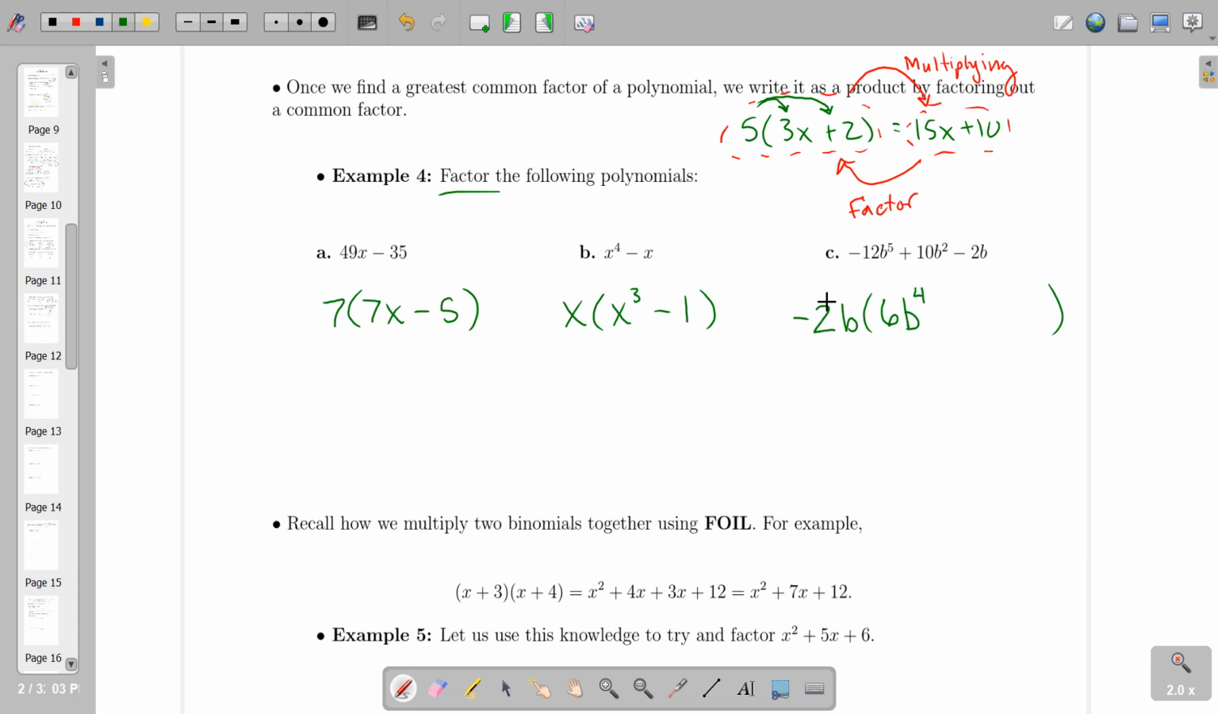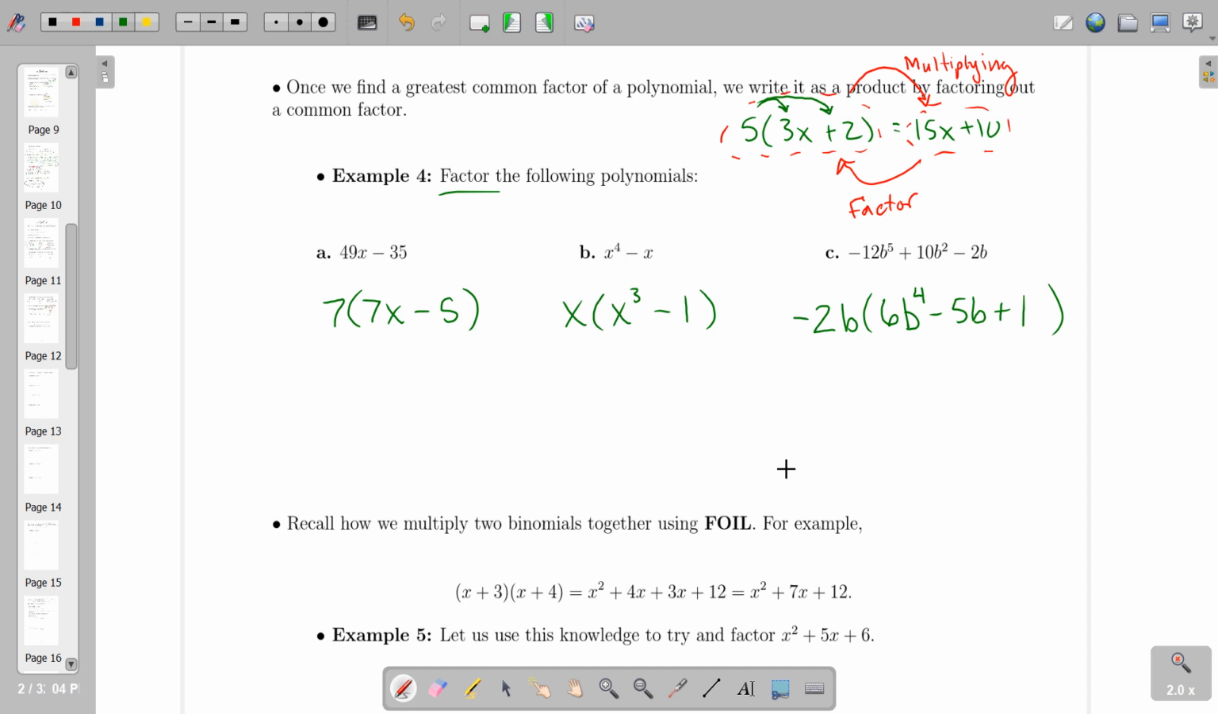All right, what do I multiply negative 2 by to make positive 10? I'd have to multiply that by negative 5, right? B times what makes b squared? B times b makes b squared. And then negative 2b times positive 1 makes negative 2b. All right, so this is me factoring out the greatest common factor.